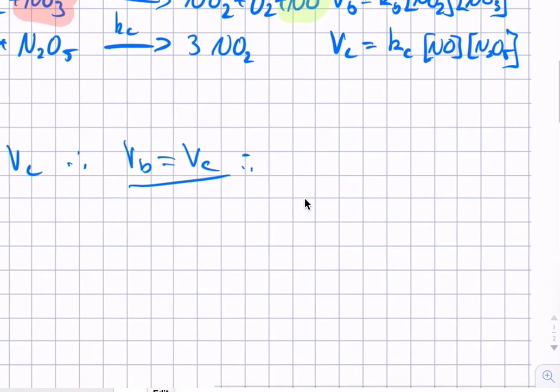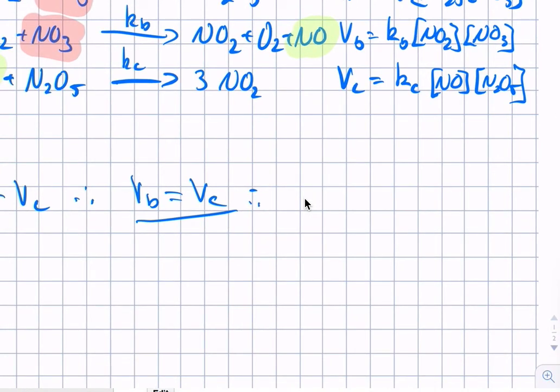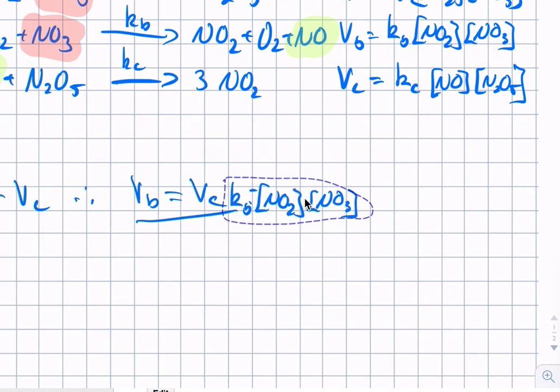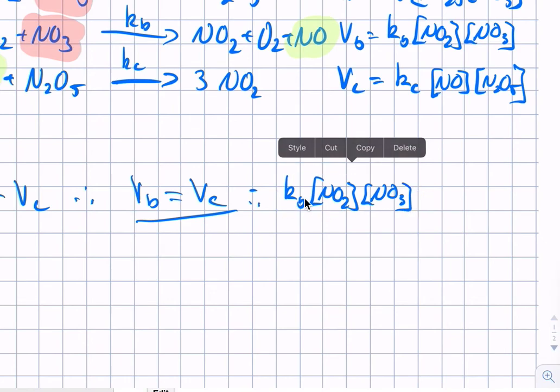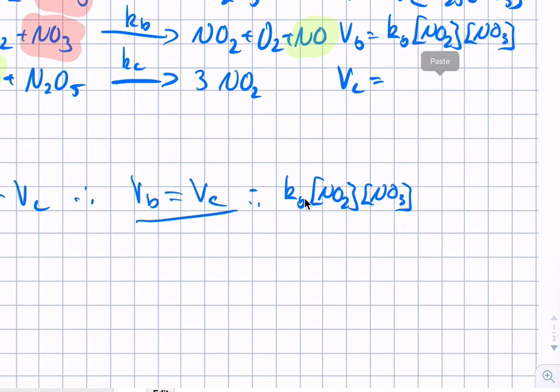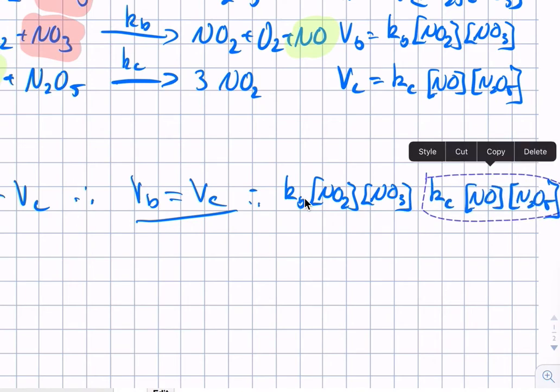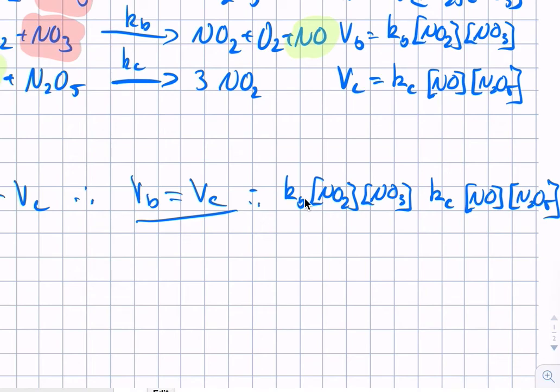Essentially we can copy the VB rate information, and we can copy the other rate and see that those are equal to each other. So let's take that equation and solve for NO.